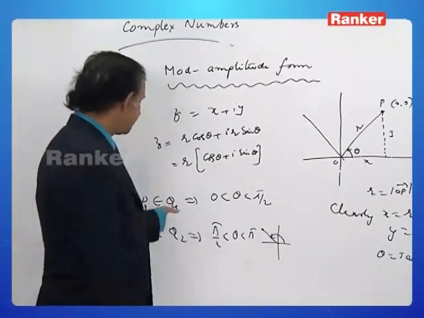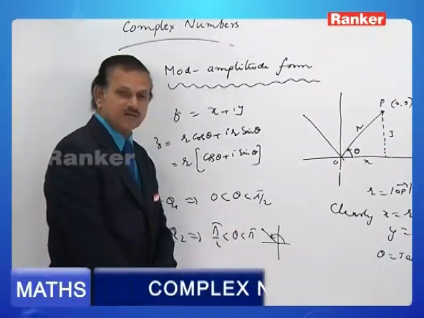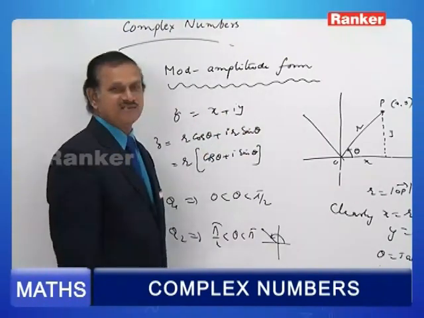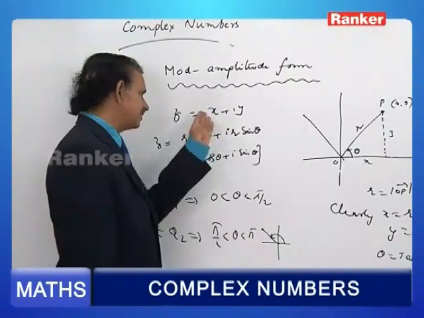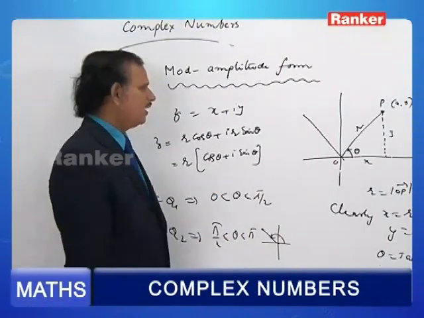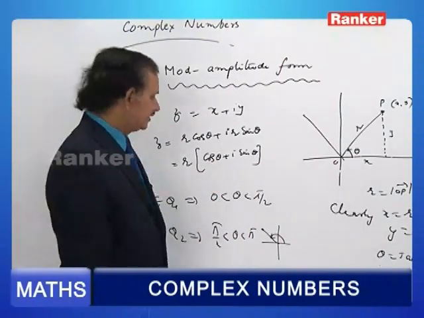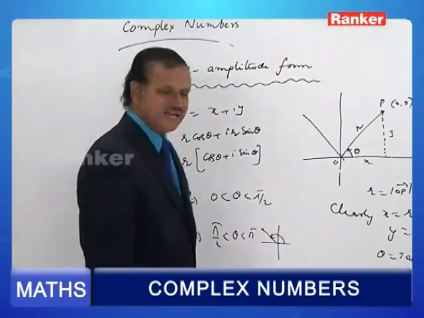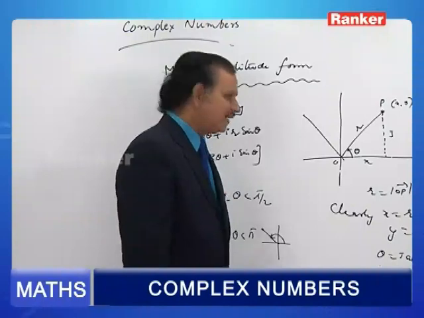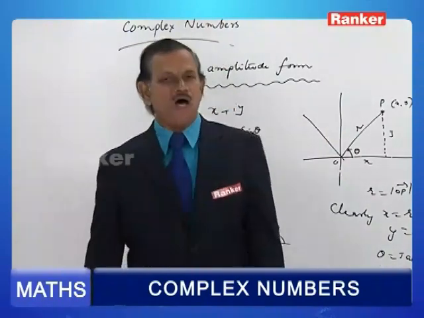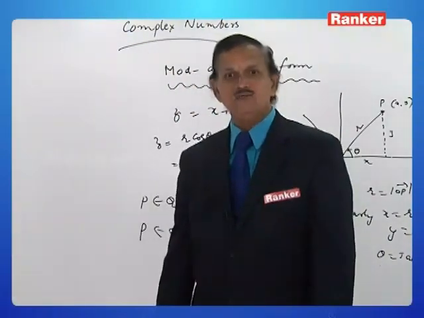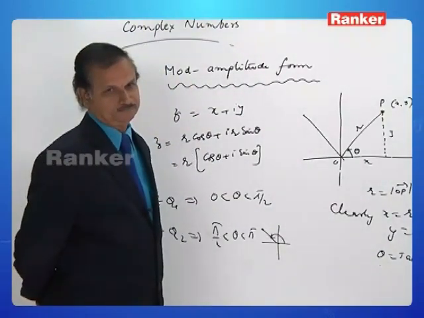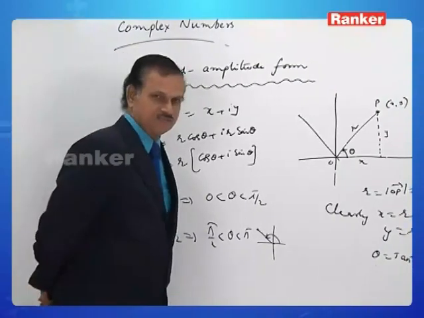How to know whether P lies in the first quadrant or second or third or fourth? Simply by noting the coordinates of P. By looking at the complex number x plus iy, we have noticed that theta lies between 0 and pi by 2 or pi by 2 and pi, as and when the point P lies either in the first quadrant or second quadrant. What happens when it lies either in the third quadrant or fourth quadrant? How to take the decision?